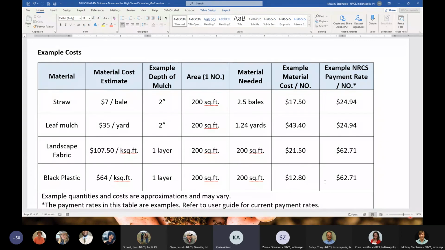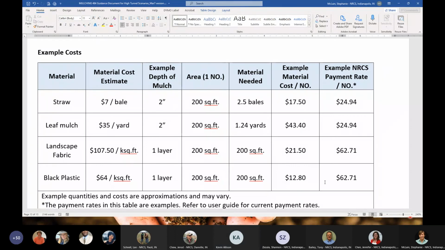But then again, what if you're collecting your own leaves and making your own leaf mulch, or you're cutting your own straw? I'm not sure. But there are scenarios or things that happen on a farm that could definitely cut those material costs for somebody and make it an even better fit. And then you can see the landscape fabric comparisons, about how much materials cost per 1,000 square feet. I just got those off of online vendors for landscape fabric and black plastic. It seems landscape fabric is about $107.50 per 1,000 square feet. So if you extrapolate that down, you can see the cost of material per number and how that compares to INNRCS payment rates. Any questions on that?